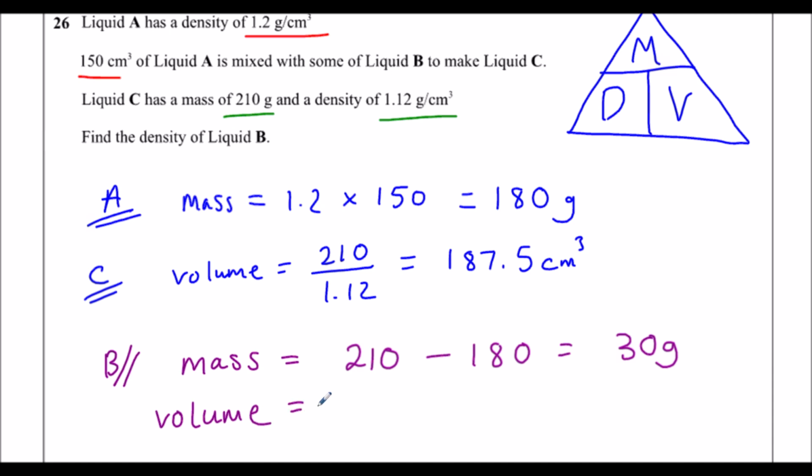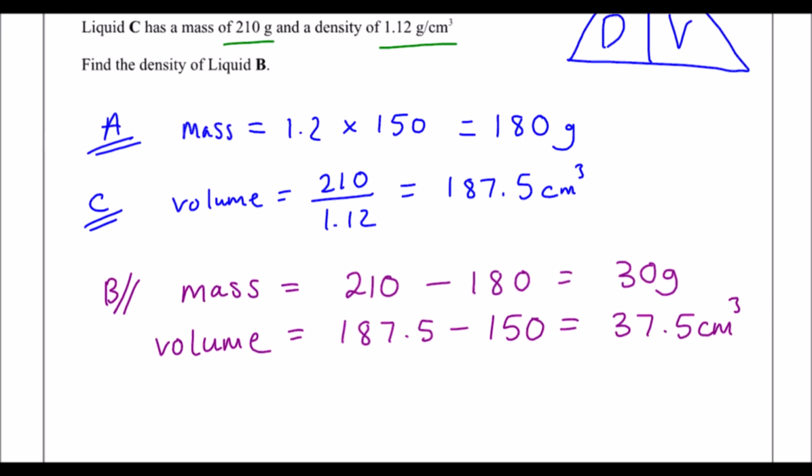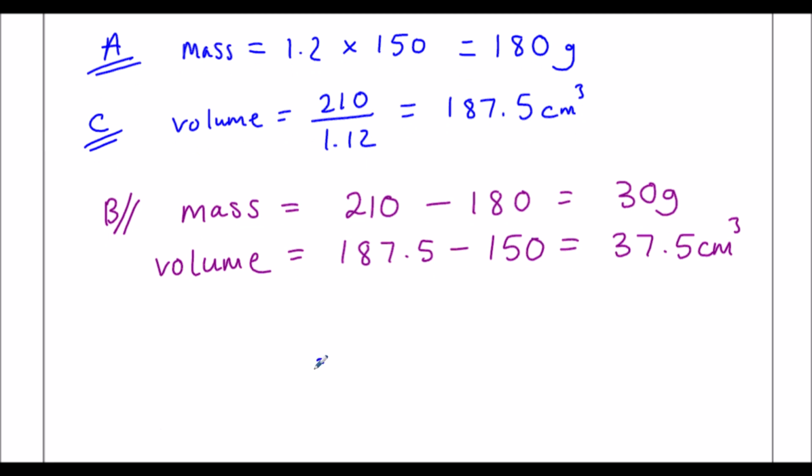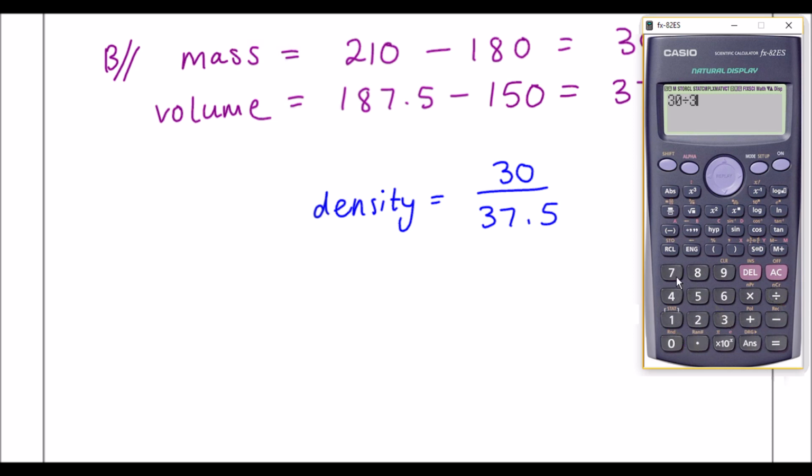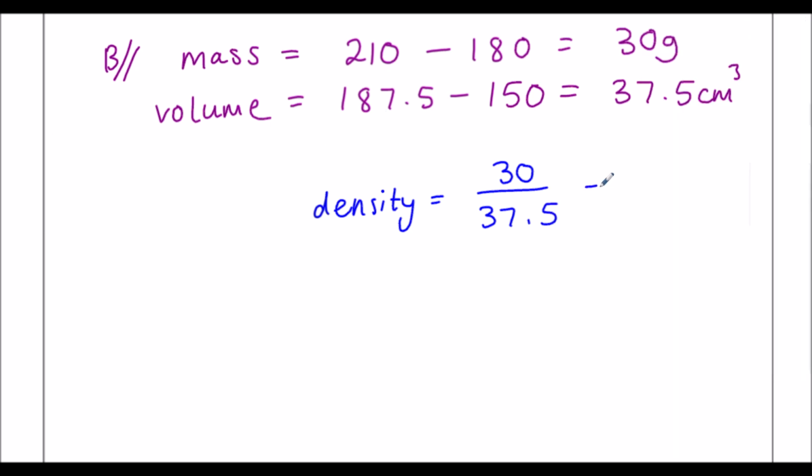And the volume of B is the volume of C, 187.5, take away the amount of A we used, which was 150. So that's going to be 37.5 centimeters cubed. And we know the mass and the volume of B, so we can work out the density, which is mass divided by volume. So 30 divided by 37.5, which is 4/5 or 0.8. So that's 0.8 grams per centimeter cubed.